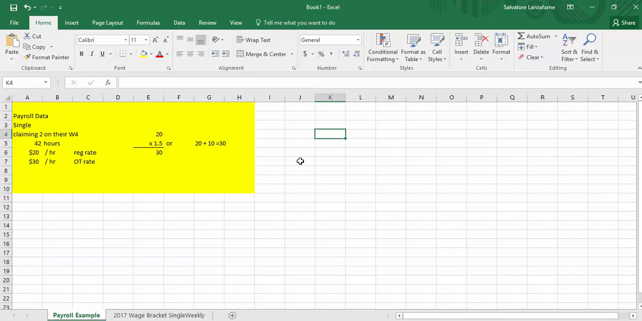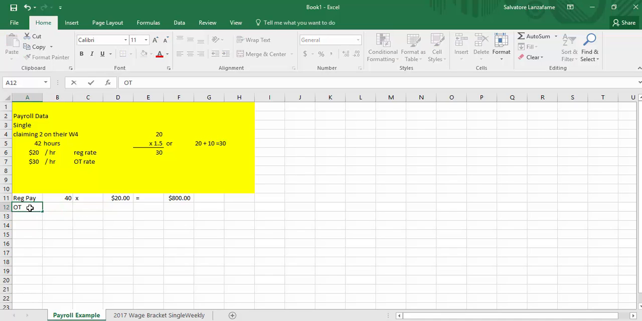So let's go ahead and start doing some calculations. Let's figure out this person's regular pay first. We're going to take the first 40 hours and multiply those 40 hours by the $20 an hour. And when we do that math, 20 times 40, that's going to give us $800 in regular pay.